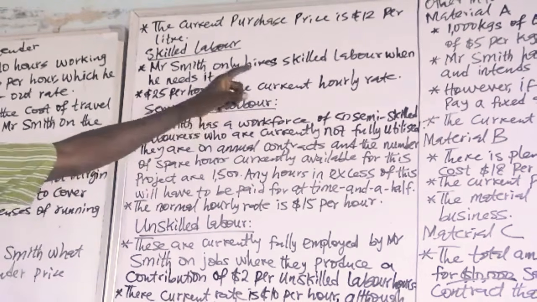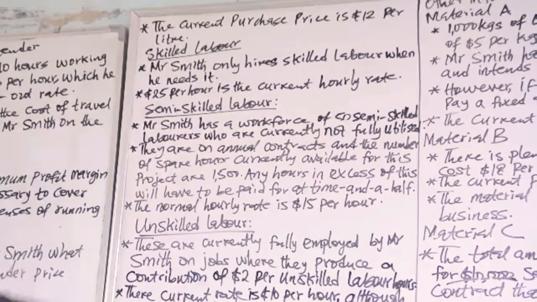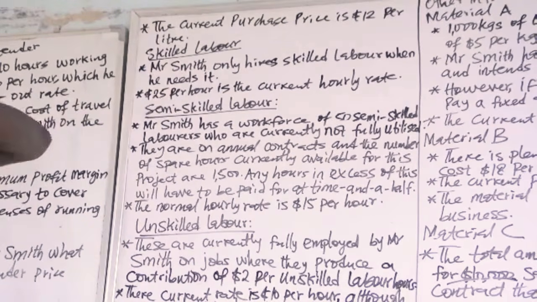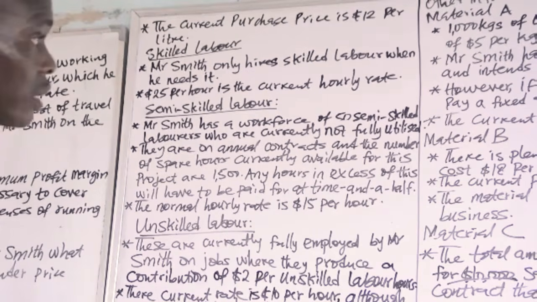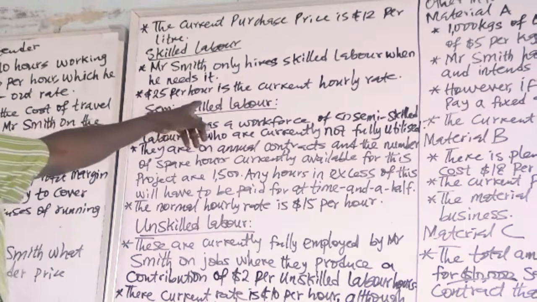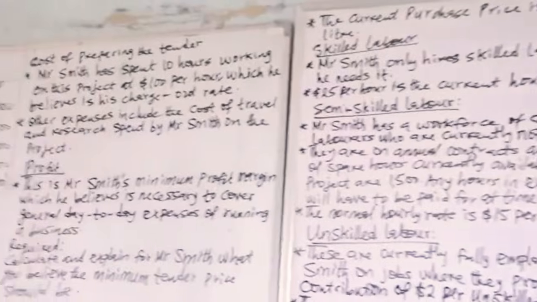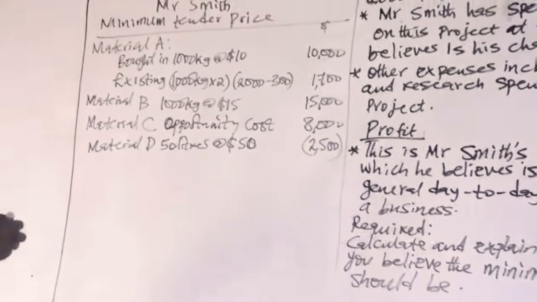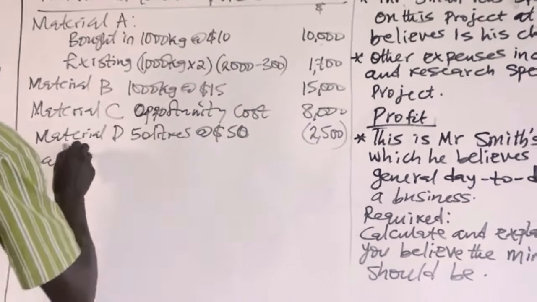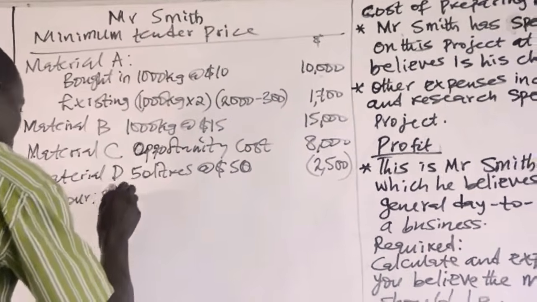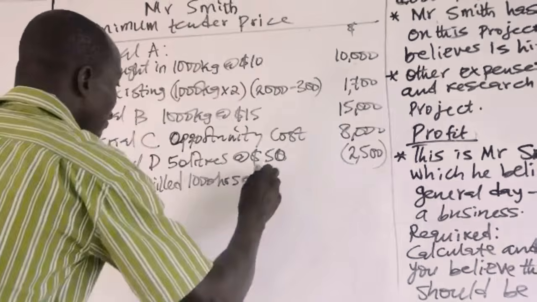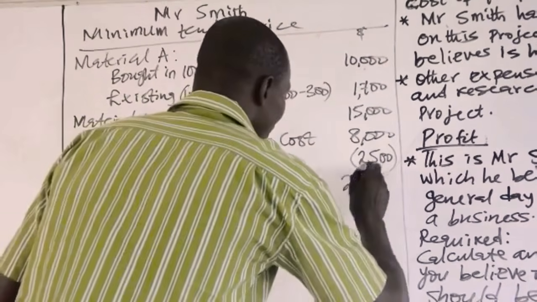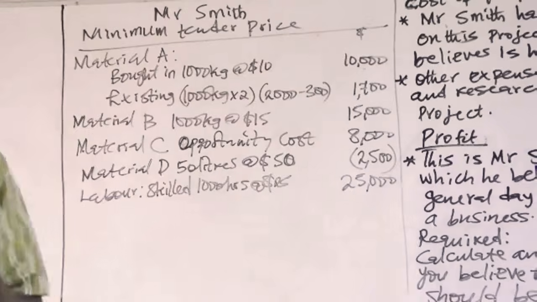$25 per hour is the current hourly rate. Since skilled labor is part-time workers, I've told you that the wages paid to part-time workers are relevant. You need 1,000 hours, and the current rate is $25. So you have skilled labor, 1,000 hours at $25 per hour, and that will give us $25,000.